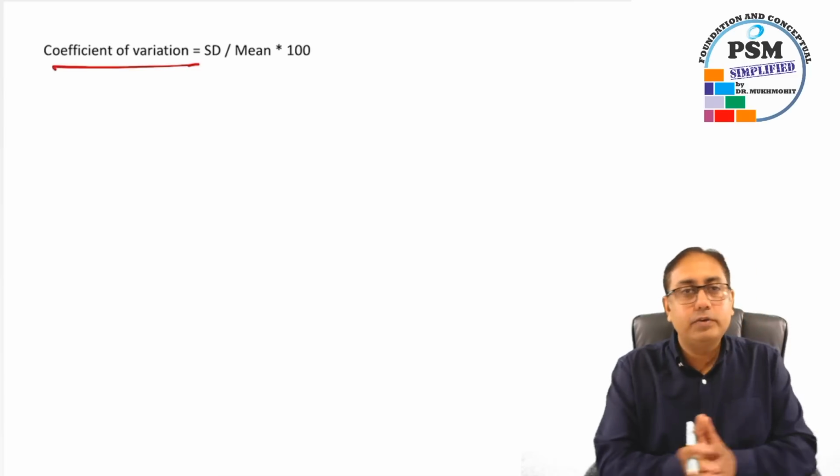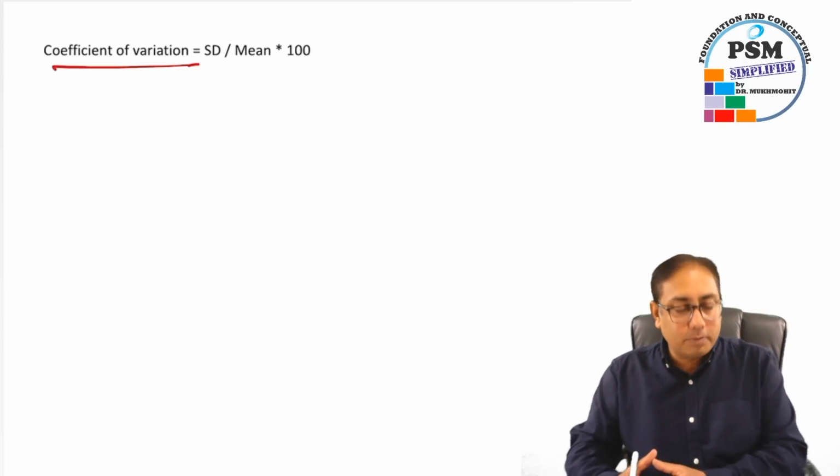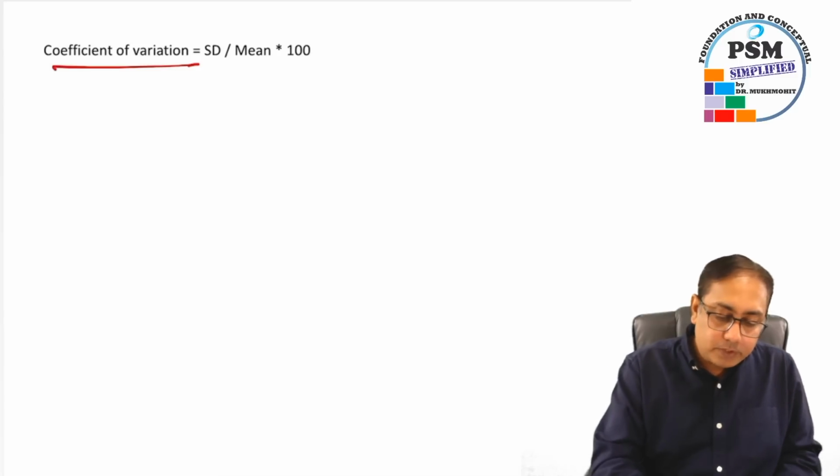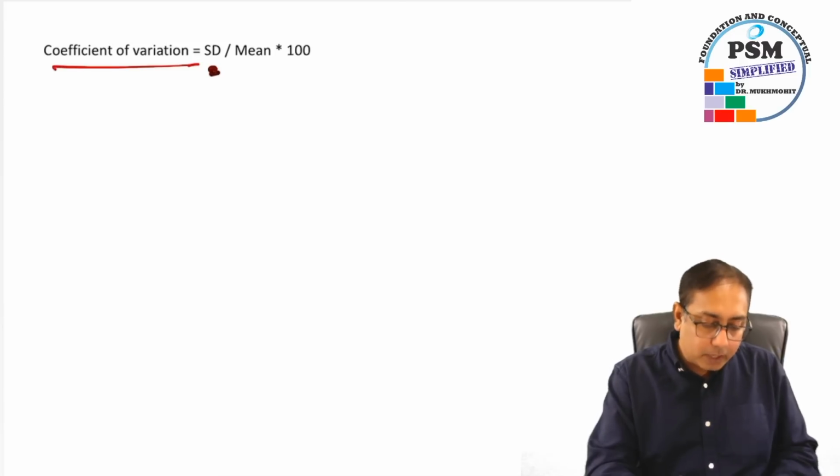Next, what is the coefficient of variation? Sometimes they ask you how to find out the variability between sample A and sample B, or population A and population B. Very simple. You take the standard deviation, divide by the mean, and multiply by 100.